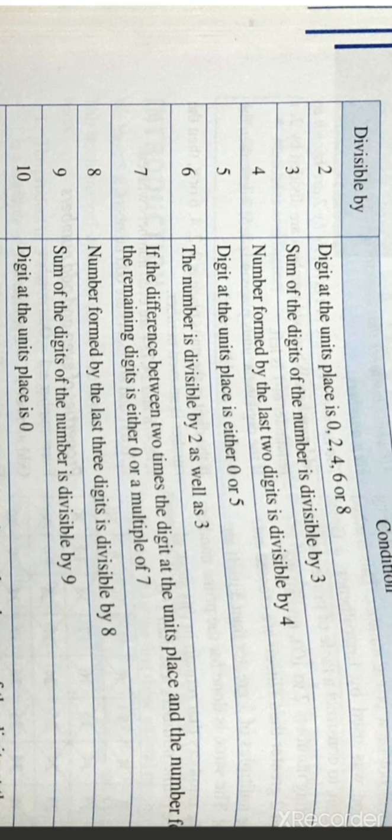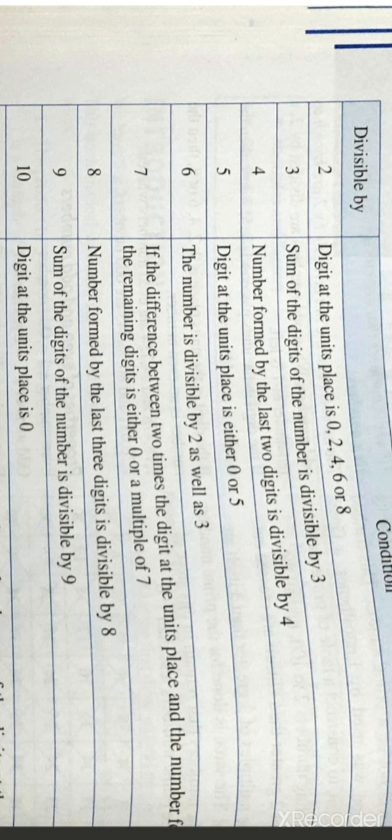Second one is, if the sum of the digits of the number is divisible by 3, then the number is divisible by 3. Suppose you have one number, 123. Now you add the digits. If you add 1 plus 2 plus 3, what you will get? You will get 6. You know that 6 is divisible by 3 because 3 twos are 6. It's easy. So that number is divisible by 3. What you are going to do is add the digits.